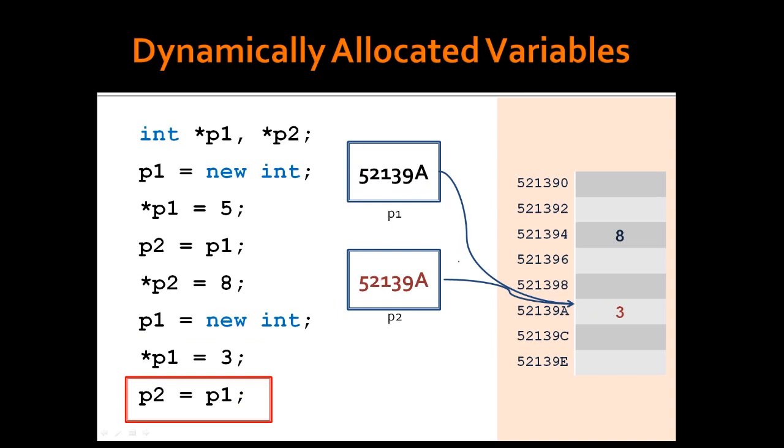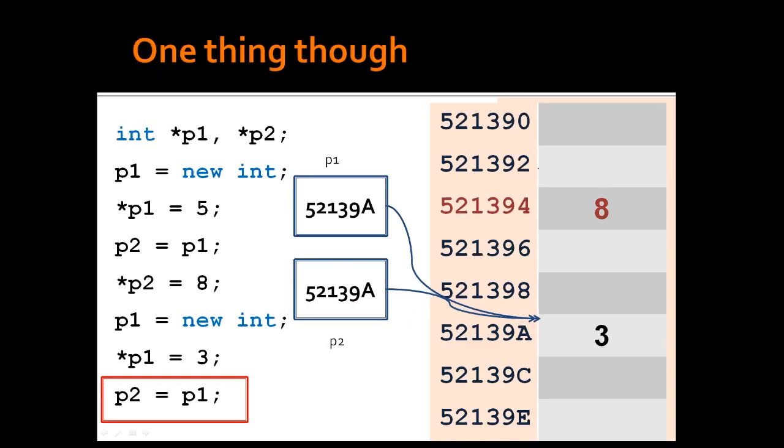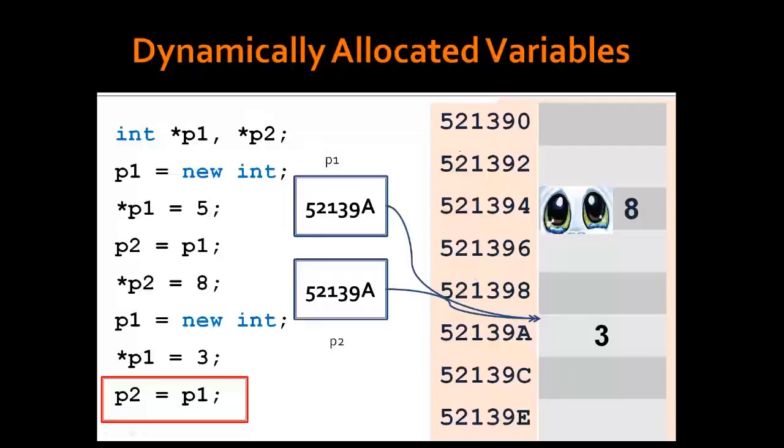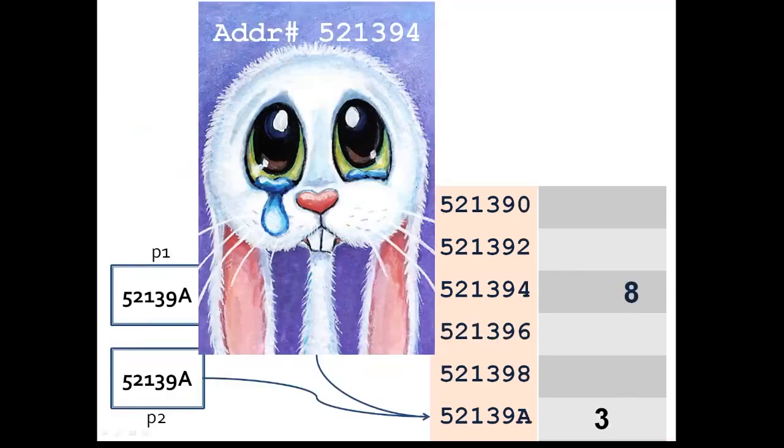And so at this point, there is a little bit of a problem. The final value was 3, right? But there is a problem with this 8 over here. What happens there? We don't have anything that points to it anymore. And so in a way, don't you feel bad about address 521394, because no one points to it anymore? There is terminology we use: because no one is pointing to it, we say that address is now orphaned.